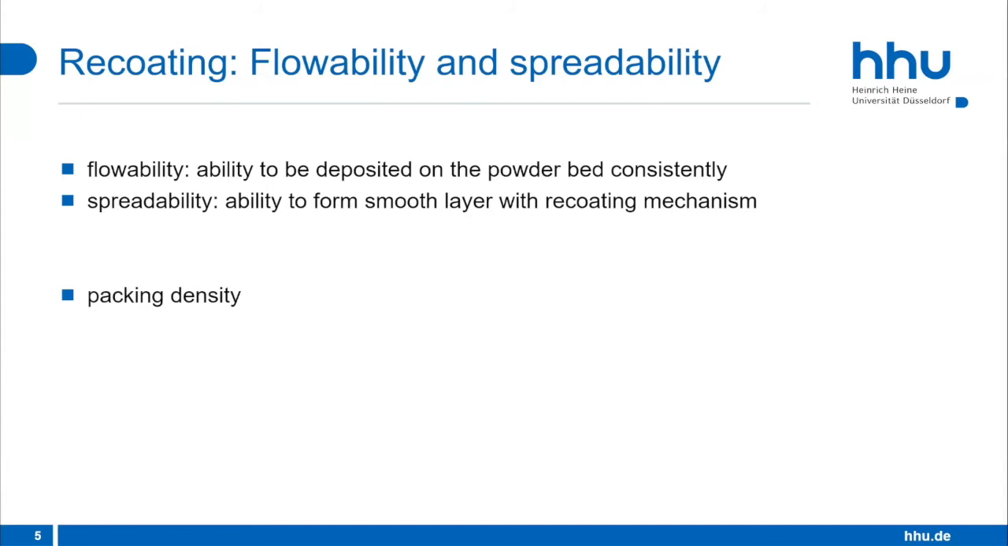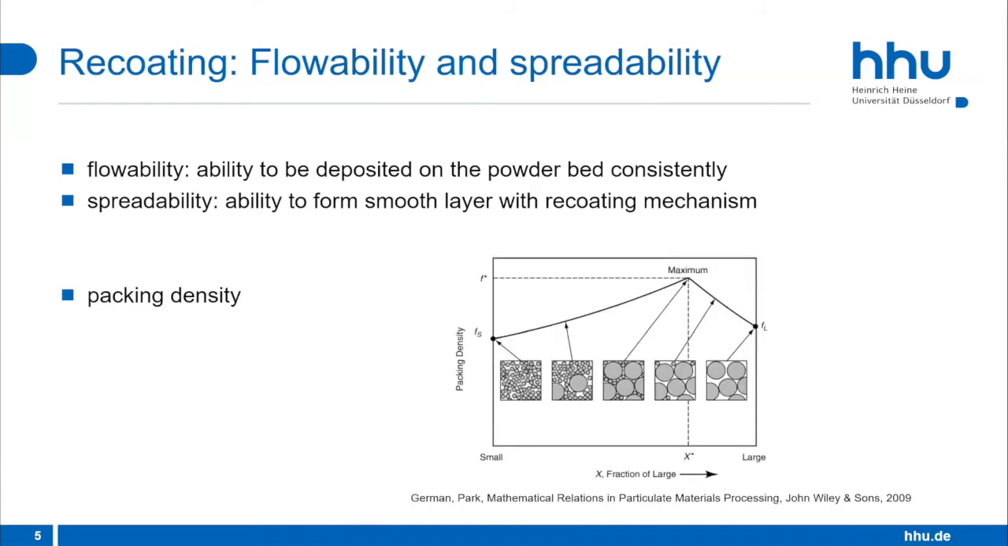So for a higher packing density, what we would prefer is either a rather wide particle size distribution or ideally a bimodal particle size distribution consisting of large and small particles, as is shown here, where you can see that at a certain fraction of small particles in large particles, you have a maximum packing density. So this would be ideal for the packing density side.